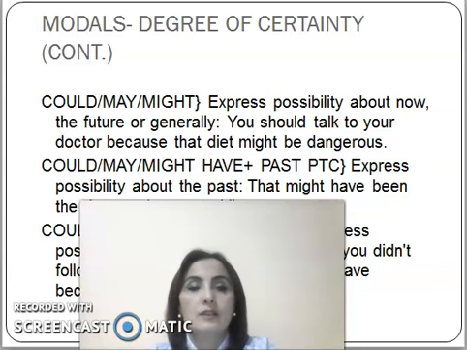Modals, degrees of certainty. Could, may, might express possibility about now, the future, or generally. You should talk to your doctor because that diet might be dangerous. Could, may, might, have plus past participle express possibility about the past. That might have been the doctor who rang while we were out. Could, might, have plus past participle express possibility about a hypothetical past. If you didn't follow your doctor's advice, you could have become quite ill.